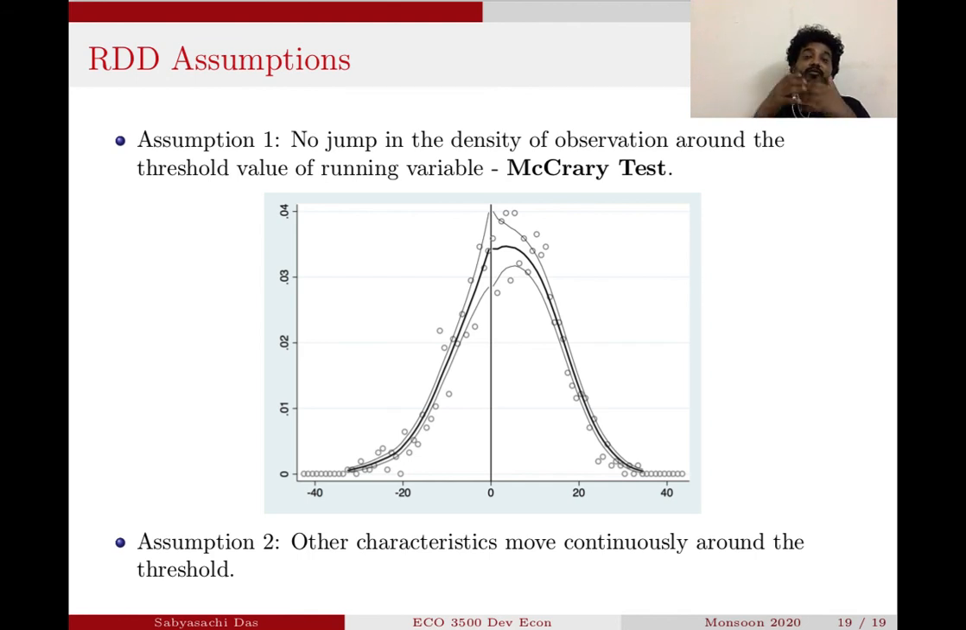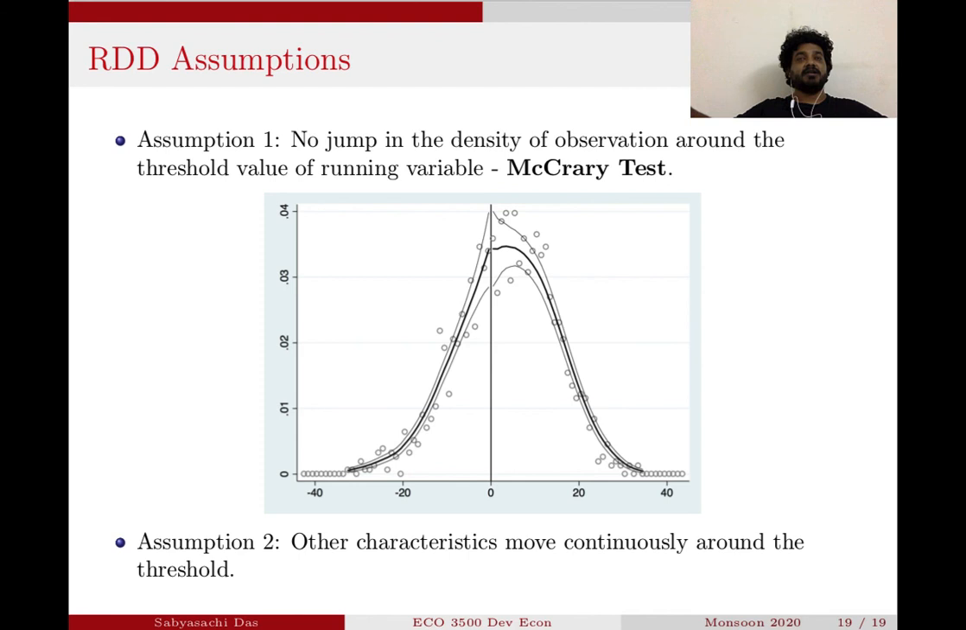Now the question is, can we detect using data that there is some manipulation going on? And the answer is yes, we can. If indeed there is manipulation going on, then you should see, if you just plot the density of the running variable in the observation, meaning how many villages have minus 20 evaluation score, how many have minus 10, how many have minus 5, how many have minus 2.5 and so on, and then at 0, and how many have 0.1, 0.5, 1, 5, 10, etc.